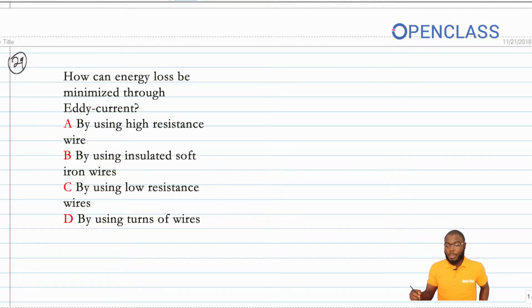How can energy loss be minimized through eddy current? The options are: by using high resistance wire, by using insulated soft iron core, by using low resistance wire, by using tons of wires. So first of all, let's have a background of what eddy current is and how it's induced.